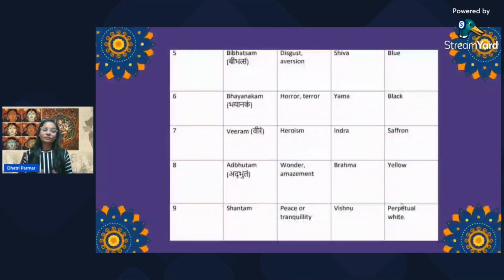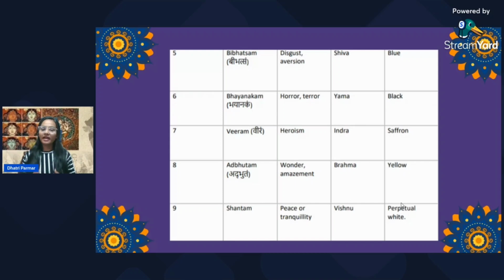Then the fifth rasa is Vibhatsa, that means disgust or aversion. The deity of this is Shiva, and the color of it is blue. Vibhatsa rasa emerges in the text when there is a description of a yuddha, or a battle, or there is a bloodshed or massacre on the stage. At that time, this rasa has emerged.